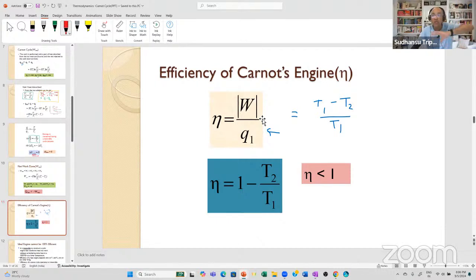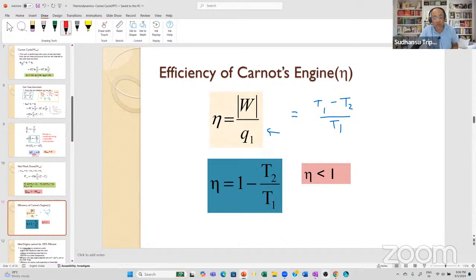So the ln V2 by V1 and R will be cancelled out. So eta will be equal to 1 minus T2 by T1. So the efficiency of even an ideal reversible Carnot engine cannot be equal to 1. It will always be less than 1. T2 by T1 is definitely less than 1, but this ratio is finite.